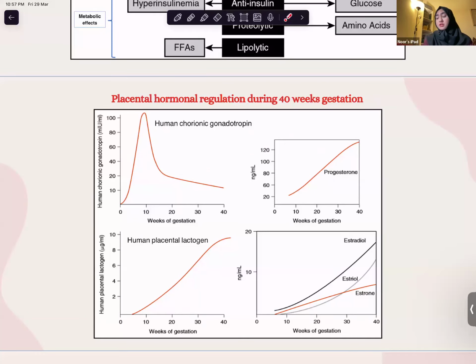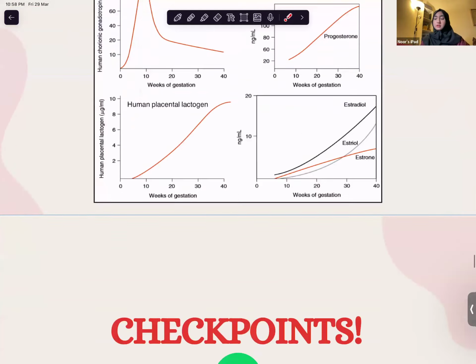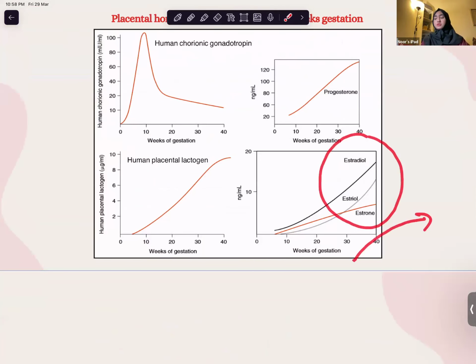Progesterone keeps on increasing continuously during pregnancy. Human placental lactogen keeps on increasing continuously during pregnancy. Also, the estrogen hormones increase during pregnancy.